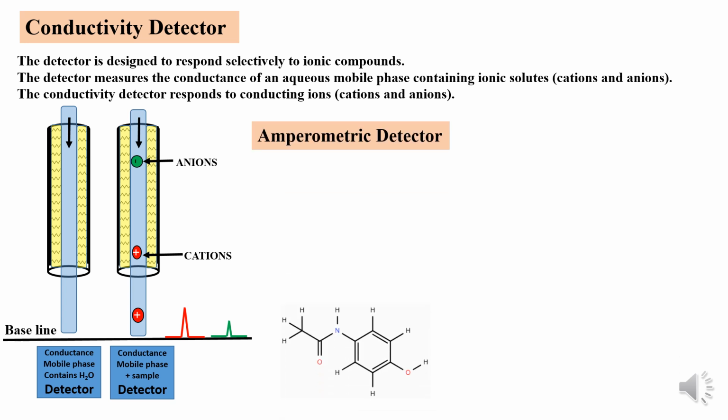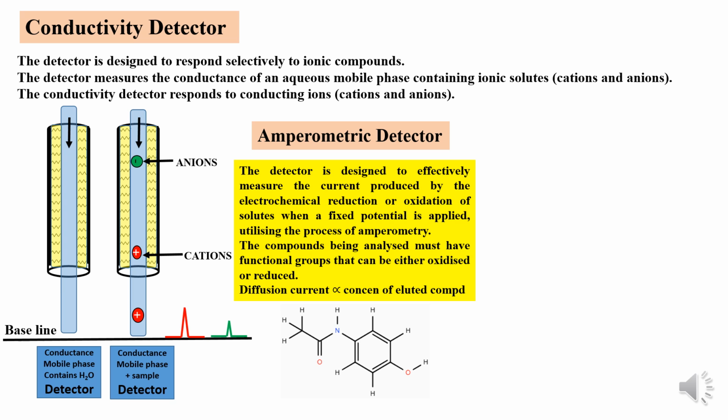Amperometric detector. Now the prerequisite or the requirement for an amperometric detector is that the molecule being analyzed or separated using the HPLC technique should have oxidizable or reducible groups. The molecule that we are analyzing is the paracetamol molecule. It has both oxidizable as well as reducible groups. So it has two oxidizable groups, an NH group and an OH group, and one reducible group, that is a keto group. The amperometric detector is designed to effectively measure the current produced by the electrochemical reduction or oxidation of the solutes when a fixed potential is applied.